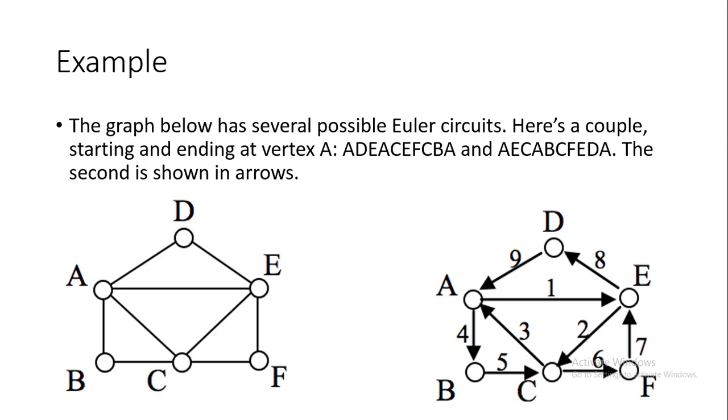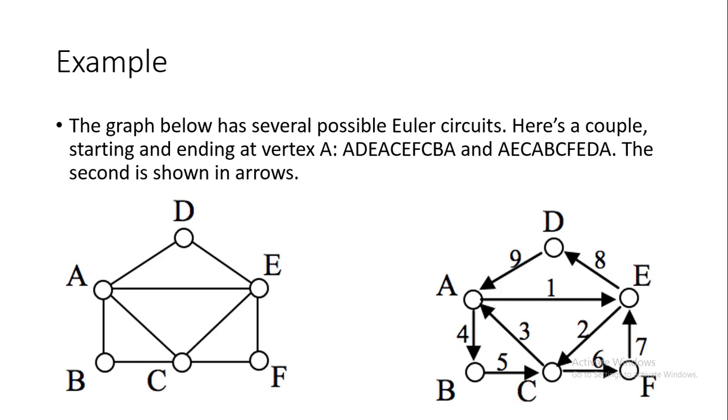See here one example of the Euler circuit. Here, starting and ending at vertex A, there is also a directed graph and an undirected graph. In the directed graph, the edges are numbered, so you can easily understand how it can be traversed along the edges.